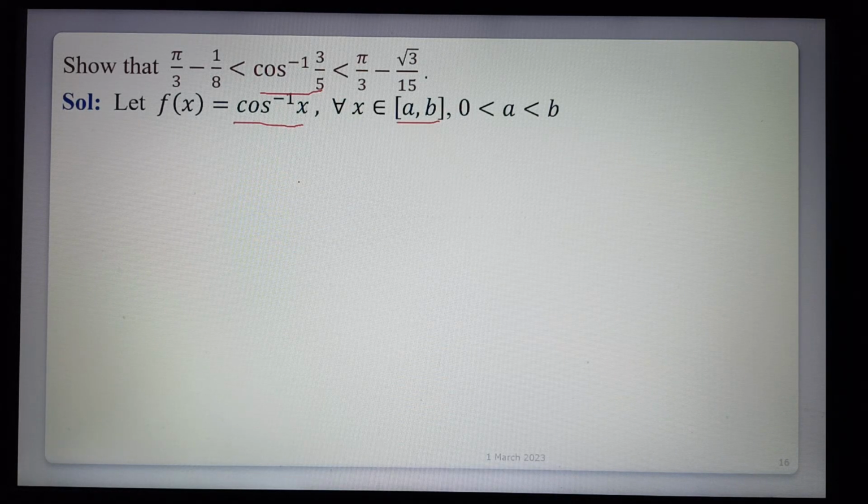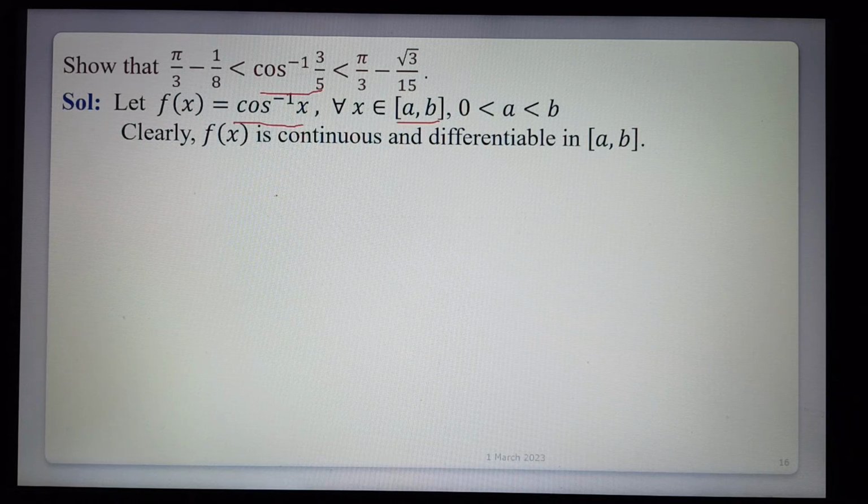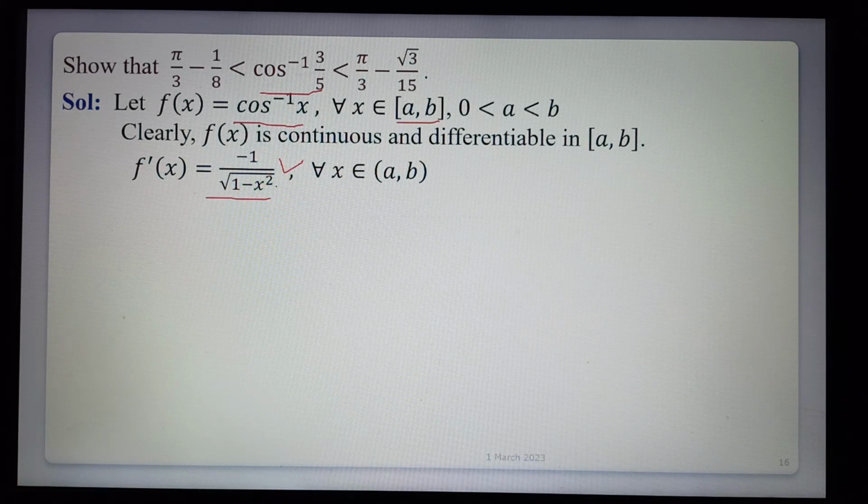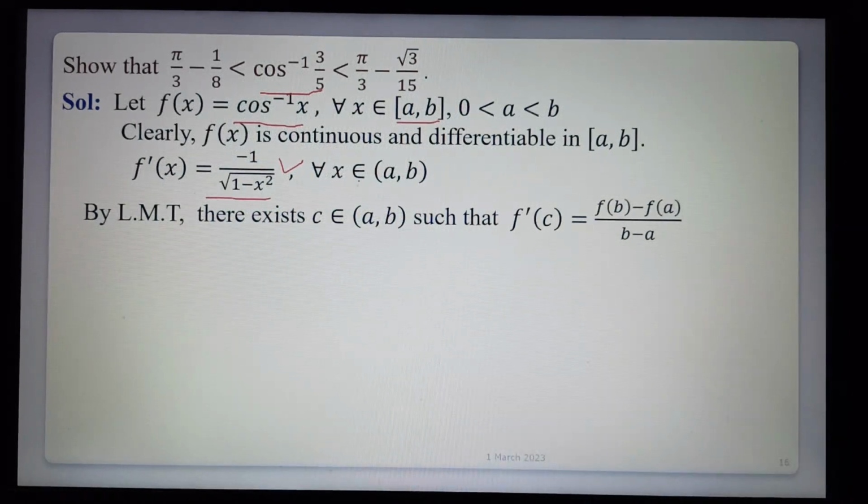Both are positive numbers. So clearly f is continuous and differentiable. Differentiating, f′(x) is the derivative of cos⁻¹x, that is −1/√(1 − x²), which exists for all x in (a, b). So by Lagrange's theorem, f′(c) = (f(b) − f(a))/(b − a).